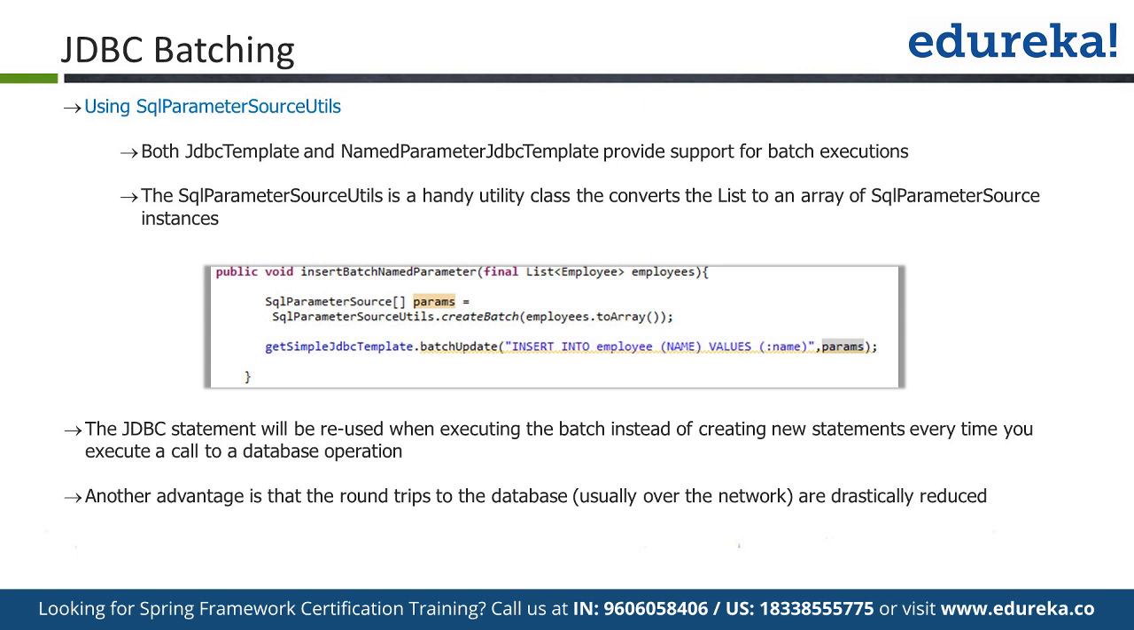So how to do that? We have a class in the Spring JDBC API which is known as SqlParameterSourceUtils. This is a utility class which creates a batch for you. A batch can be in the form of a list of domain objects or a list of beans. Let's say employee beans, it takes that list of employee beans and converts it into an array, creating a SqlParameterSource array in the form of parameters. Then using the simple JDBC template's batchUpdate method, you can insert multiple rows into the database.